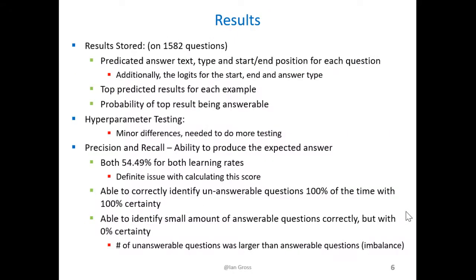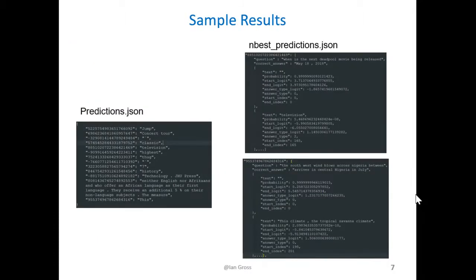In terms of results, I was able to predict the answer type, text, and the start and end position for each question, the top predicted results for each example, and the probability of each result being answerable. Then I did some hyperparameter testing and computed precision and recall. Both were about 54%. It was able to identify the unanswerable questions well, but had a difficult time with the answerable questions. Here's what some sample results look like.